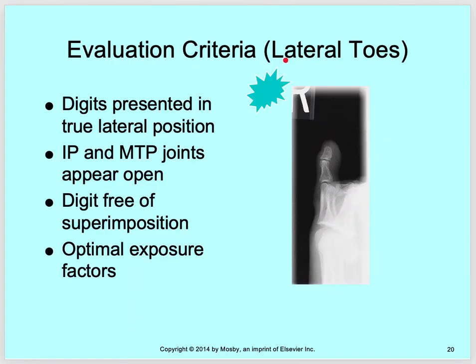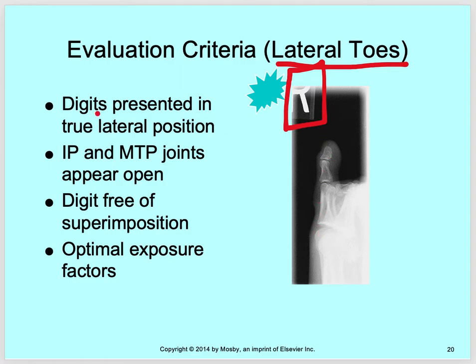So, evaluation criteria of the lateral toes. Once again, make sure that you include your marker. You're seeing this little toe all by itself. Usually the distal and the intermediate phalange is what you're going to image. Your proximal is going to kind of be overlaid by some of the other toes.